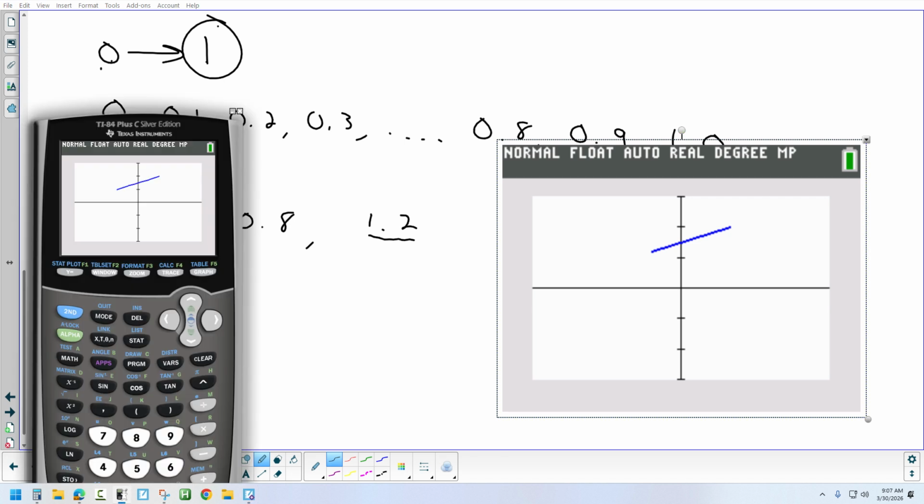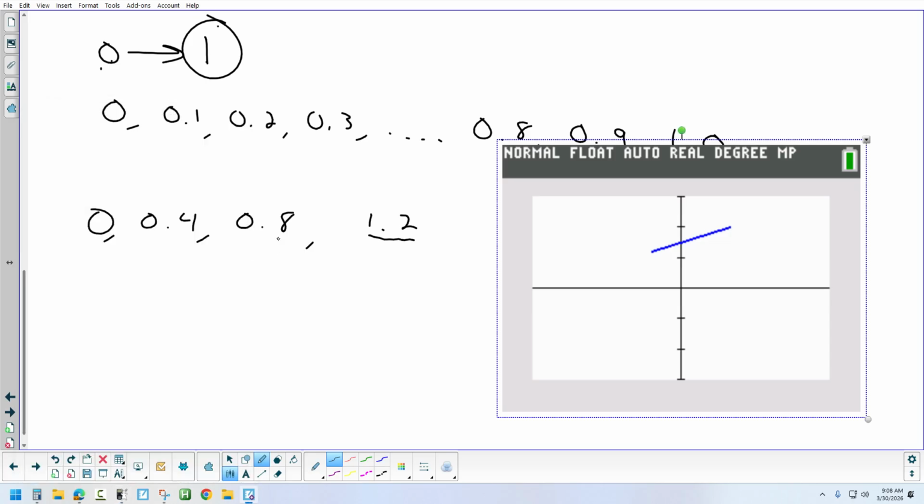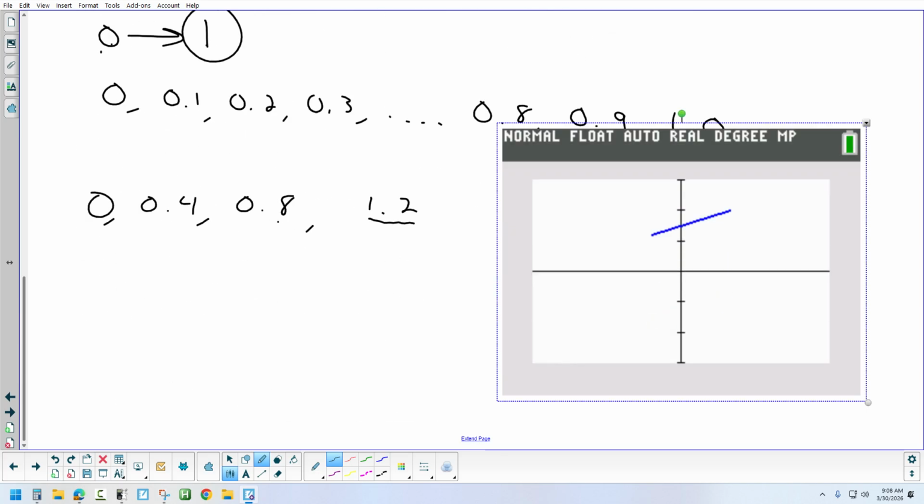Now, if the graph is ending within 1/100th of where it's supposed to, it's probably going to be fine. But this one was ending 2/10 away from where it should have. That wasn't a great picture. Okay. Any question on that one?